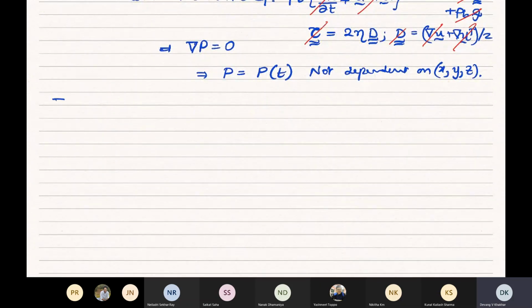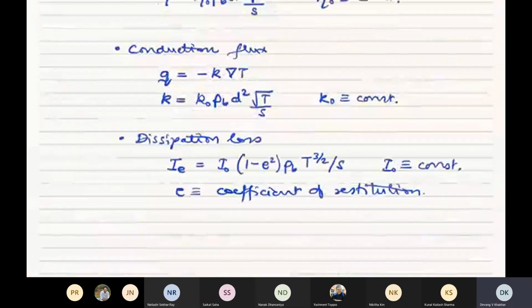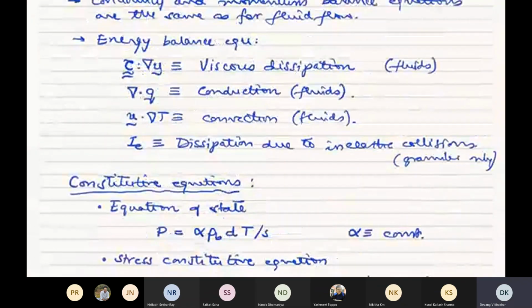So really we are only left with one thing, and that is the energy balance equation. Again, I'll go back to remind you of the energy balance equation.